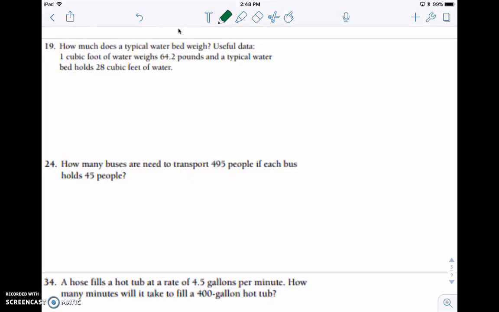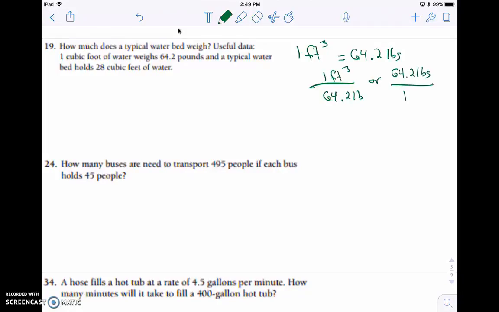Okay, we want to look at how much does a typical waterbed weigh, and here's some useful data. We know that 1 cubic foot of water weighs 64.2 pounds, so this means that 1 cubic foot of water is 64.2 pounds. From that we can get our conversion fractions, 1 cubic foot over 64.2 pounds, or 64.2 pounds over 1 cubic foot. And again, this is specific to water.